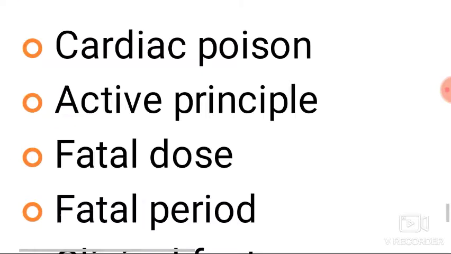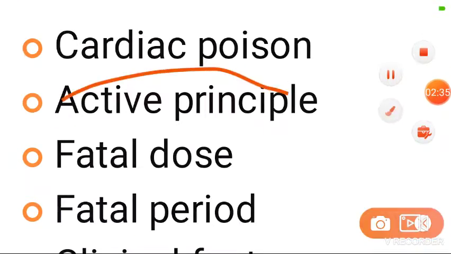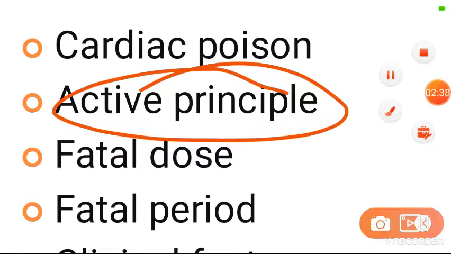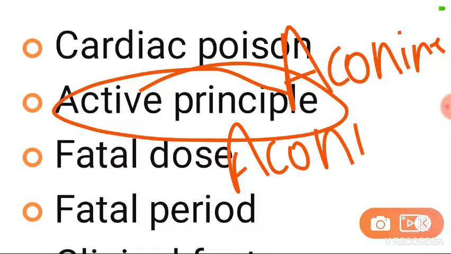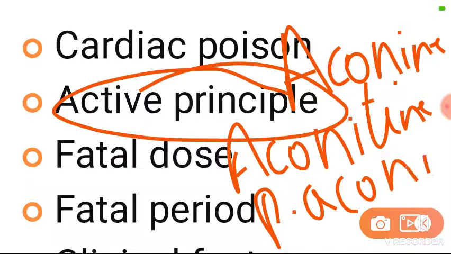Now look at the active principle of aconite. The active principle of aconite is aconitine. You can also say aconitine and pseudoaconitine. It's not difficult, right? So what are the active principles? Aconitine and pseudoaconitine. Right? Not difficult.